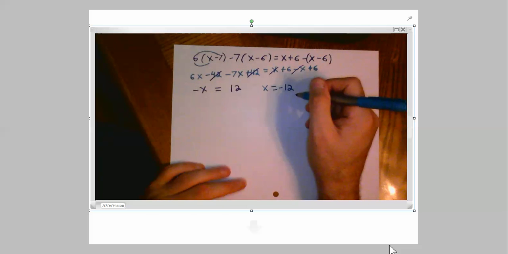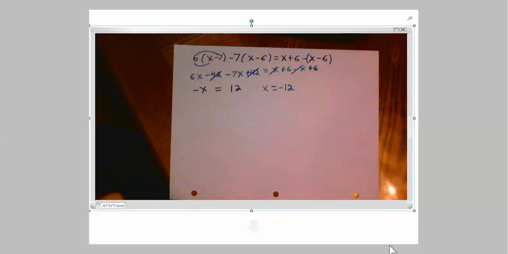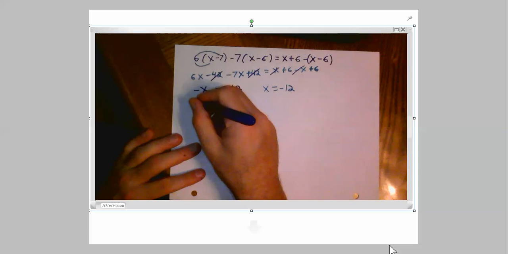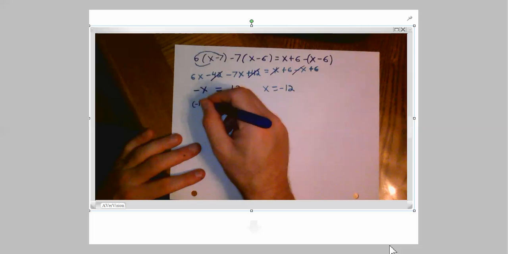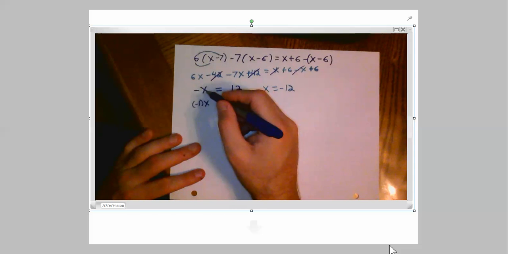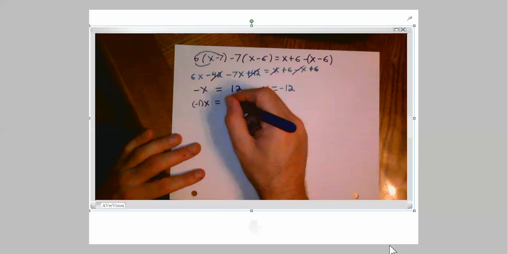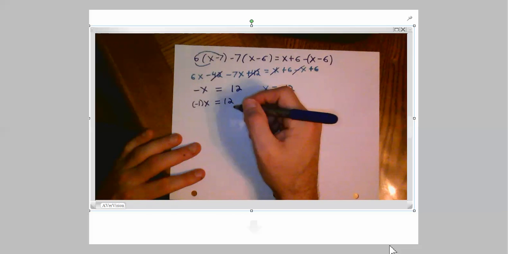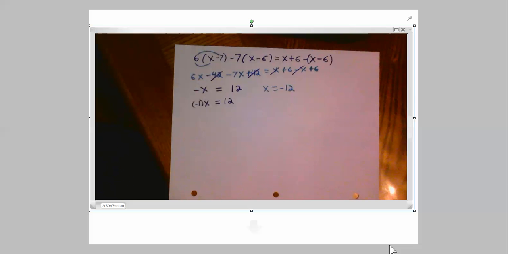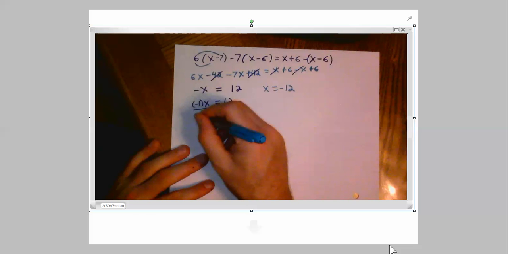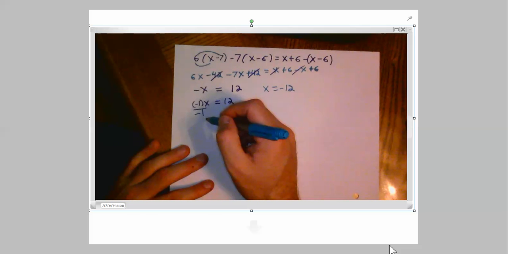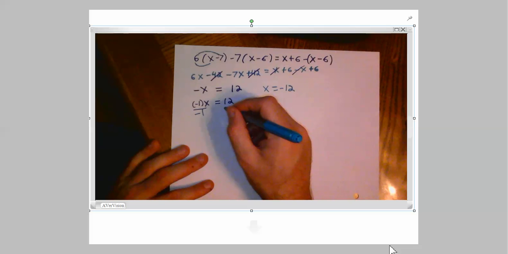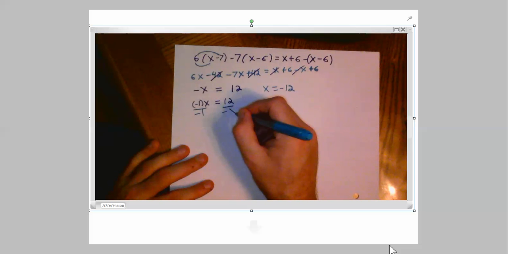Okay, so how do we see that? Well, negative x is the same as negative 1 times x. So instead of negative x, I'm going to write negative 1 times x is equal to 12. Then I'm going to divide both sides by negative 1. The reason I'm going to divide both sides by negative 1 is so I can cancel that 1 out. So I divide this side by negative 1, and these negative 1s are going to cancel and leave me with x. But if I divide the left side by negative 1, I have to divide the right side by negative 1. Oops.